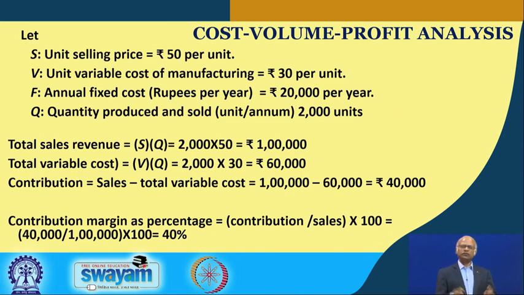Cost volume profit analysis, we have seen that. Just to repeat that for better knowledge, initially we defined S as unit selling price, V as unit variable cost, F as annual fixed cost. Notice the distinction. Q is quantity produced and sold, meaning that whatever you produce, you sell. These are the data available, estimate the break even point, or before that estimate the contribution. Contribution is total sales minus total variable cost. Contribution margin is selling price minus variable cost per unit, which is 50 minus 30 is 20.